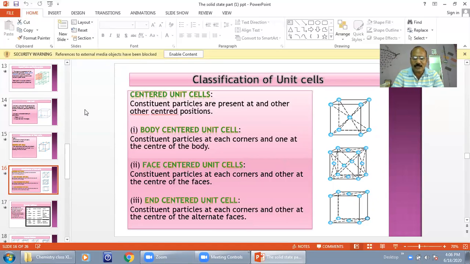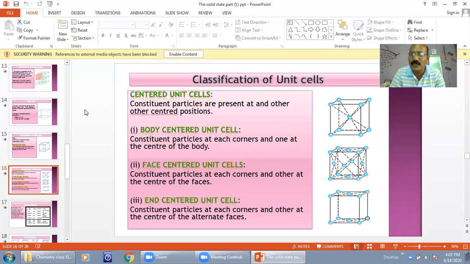Followed? There are 8 corners. There are 6 faces and there is one body also. Main body. There is one main body. There are 6 faces and there are 8 corners. When all the 8 points are present at the 8 corners, that is called primitive or simple cubic unit cell. But in case of centered unit cell, there are 3 types.